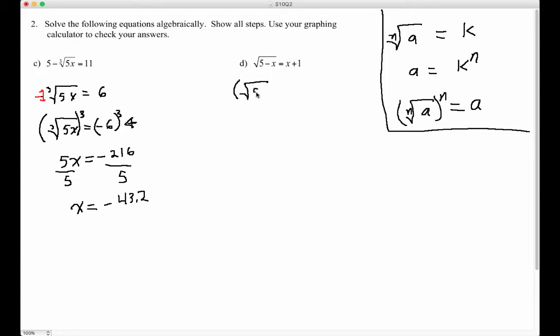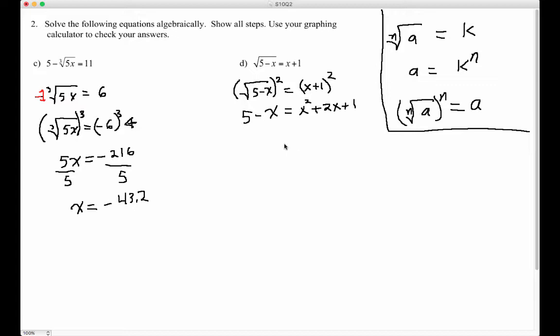So we've got the square root of 5 minus x, quantity squared, is equal to x plus 1, quantity squared. Well, the square and the square root knock each other off. They're inverse operations to each other. So on this side, you get 5 minus x. And on the right-hand side, you get x squared plus 2x plus 1.